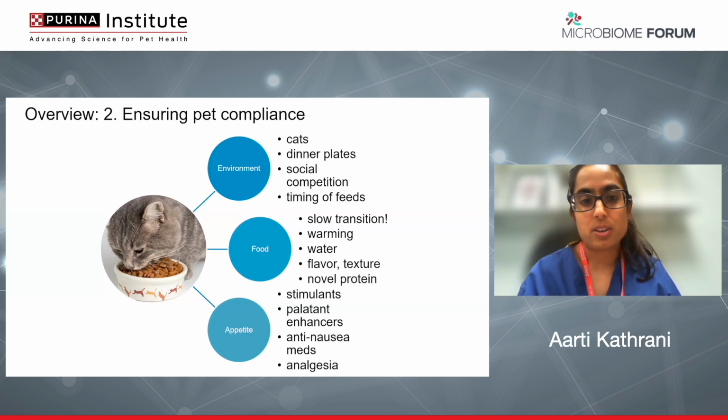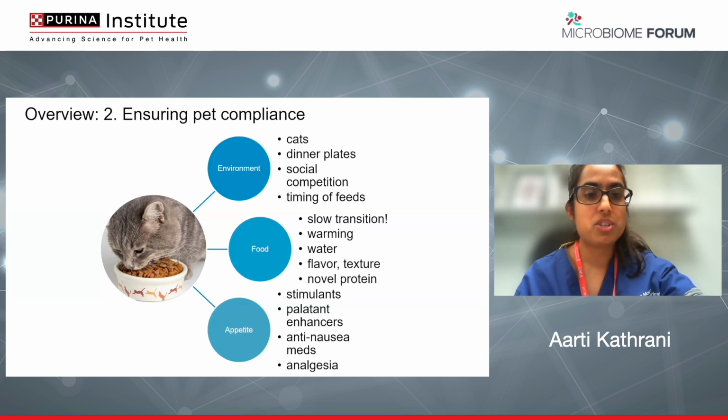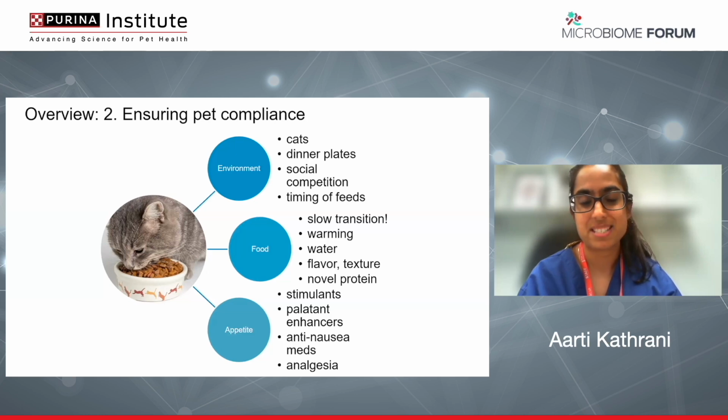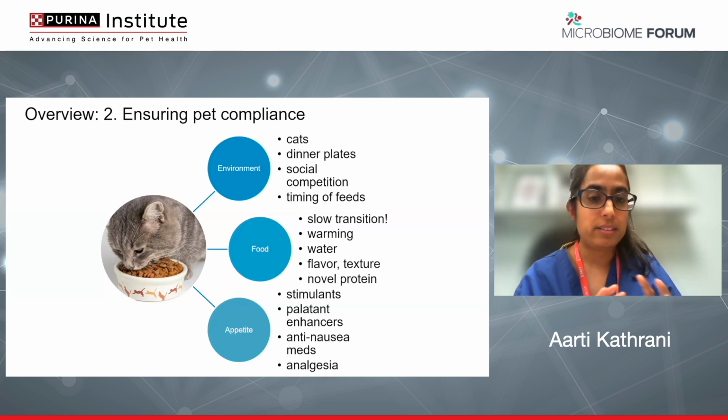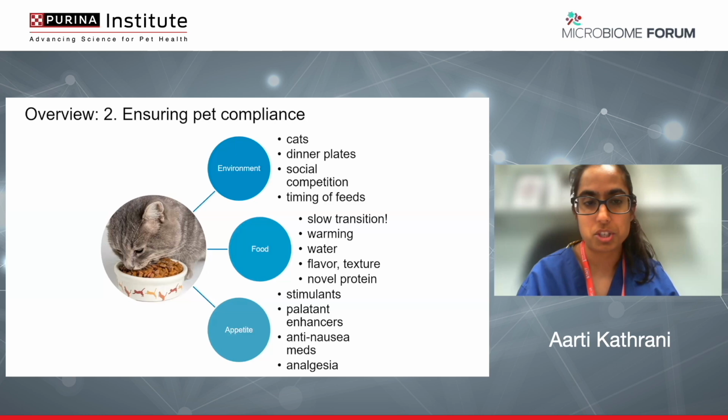And then finally focusing on appetite. So this is kind of a pharmacological approach, thinking about stimulants. So appetite stimulants, mirtazapine, palatability enhancers. We use Fortiflora for this a lot, where we make a warm water gravy with Purina Fortiflora, and we put it over the dry food, and that really helps with our cats. And with cats in particular, using anti-nausea medications, thinking about optimizing analgesia if you think that's a reason for low intake. So really, those are fine to use in the diet trial, and then you can take them away as the patient's going into remission.